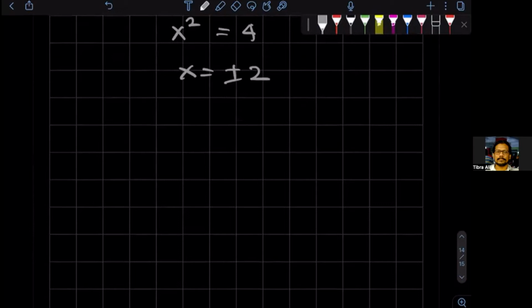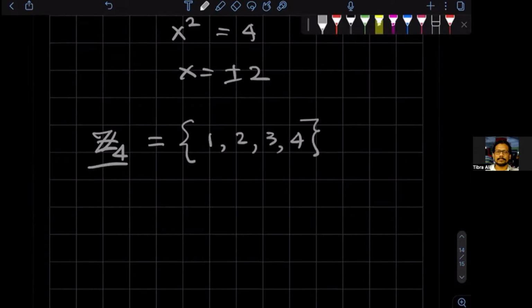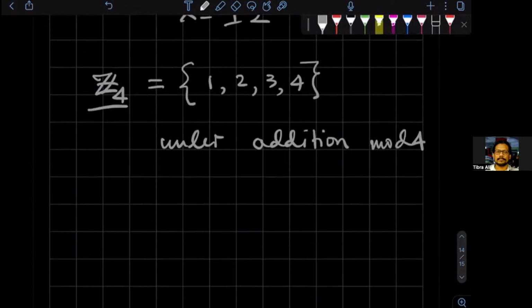Okay, so let's look at the group Z4. So Z4 is the group of, it's basically 1, 2, 3, 4. This set under addition mod 4, right? So another way of saying it is that we have 4 equivalence classes, which are like, say.